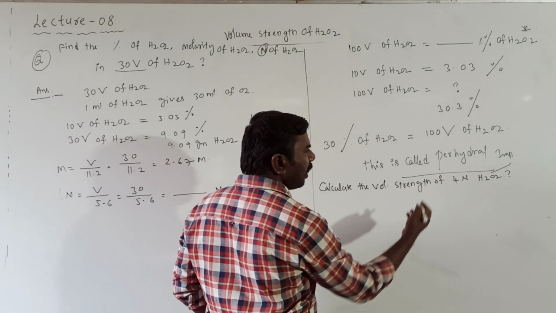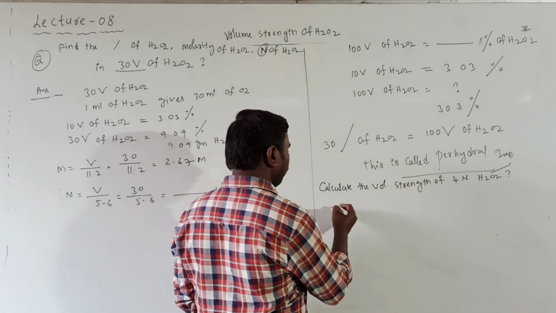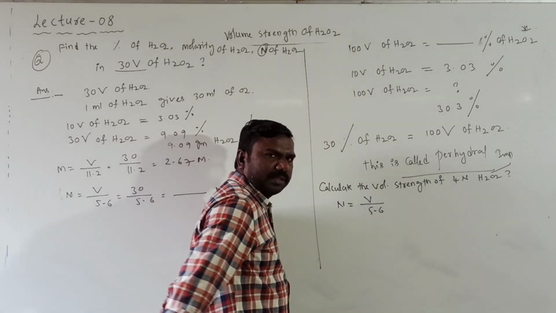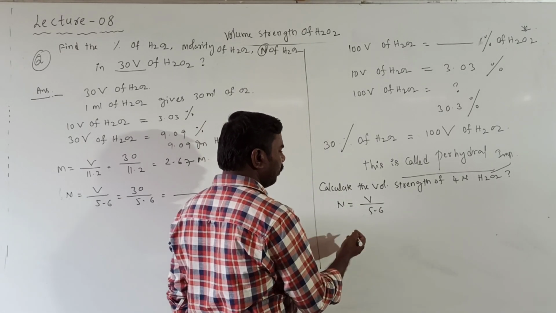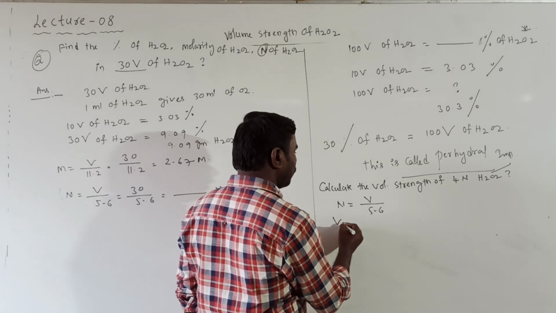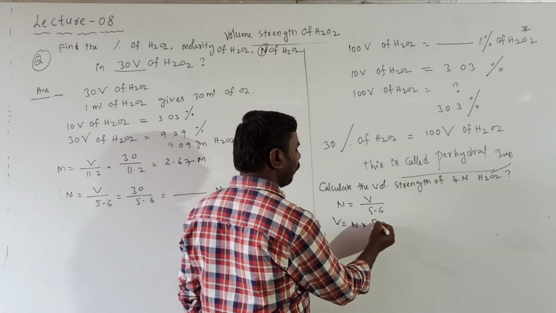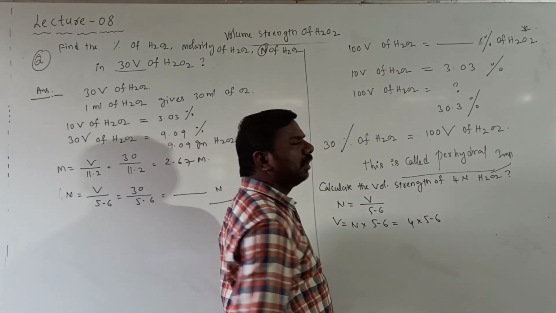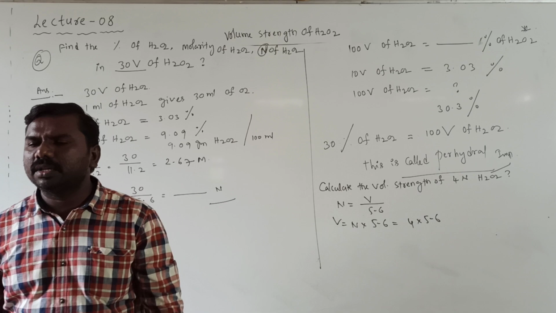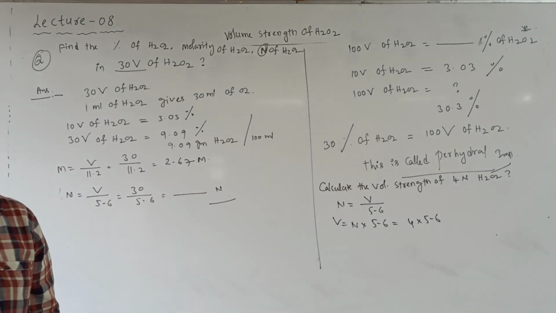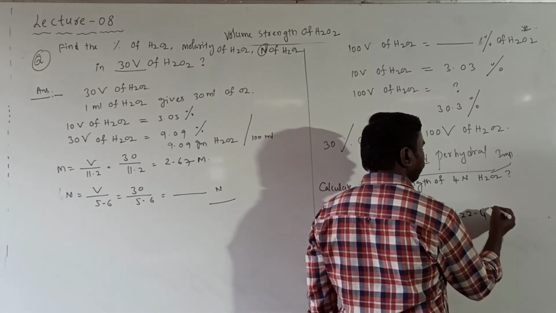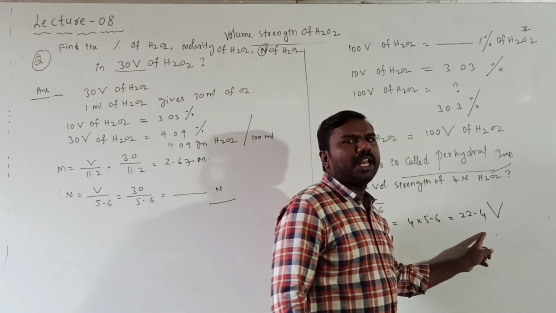So the normality and volume strength relation is normality equals volume strength by 5.6. Normality, how much is given here? Volume strength equals normality into 5.6. 4 into 5.6, right? Then you get the answer here. The answer is 22.4. 22.4 V. What is the meaning?